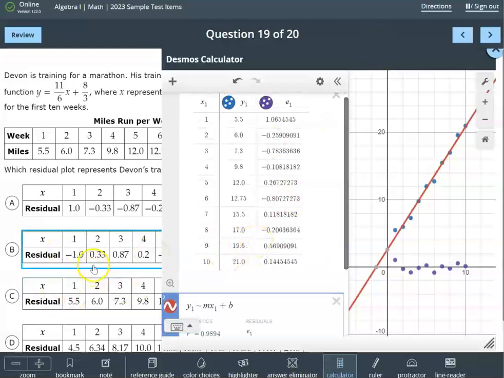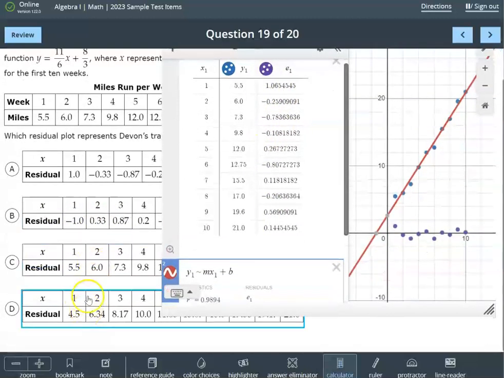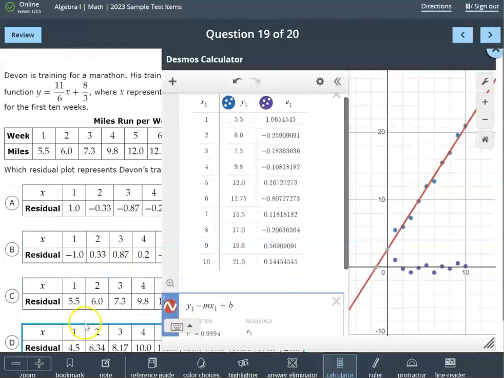And if you'll look closely, there's only one that's even close. Answer choice B, the first residual was negative, and the second residual was positive. The third one was positive. And see, these signs are all different from the answer choice B. Answer choice C, the numbers are way farther from zero. There's big numbers here. So, and D is the same way. So the only one that really makes any sense is the first one.